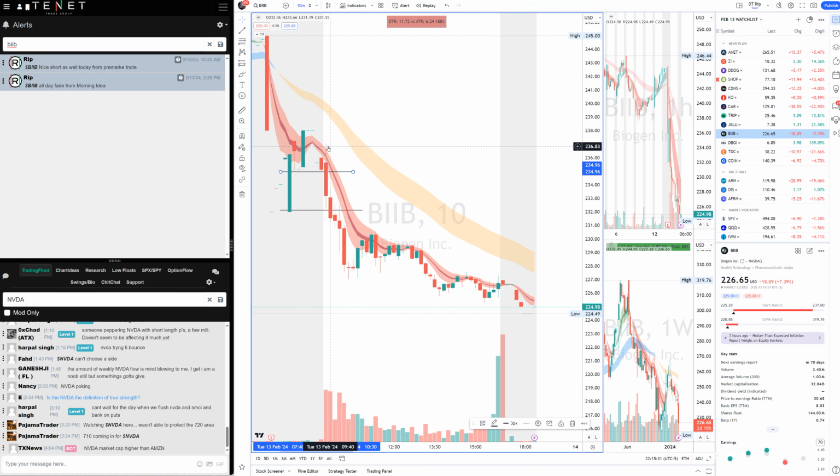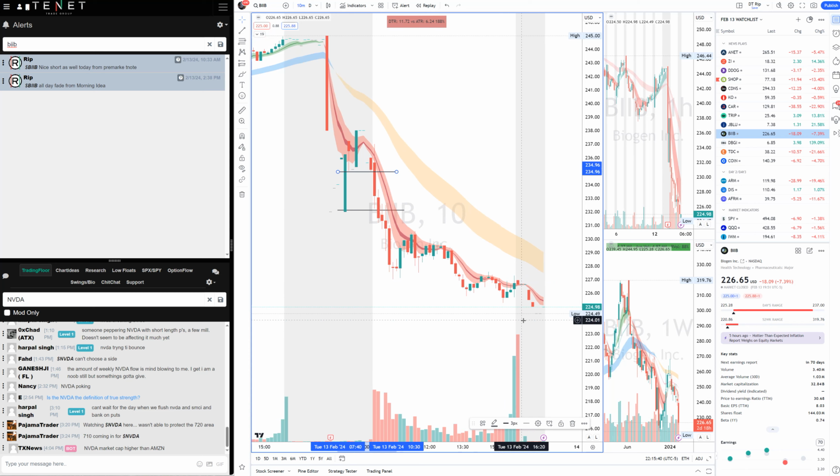You take a short with stops over the candle, and then you can take a short here or here, stops over the candle. The starter starts working, take first profits into 226, all day fade into 224. You can draw a downtrend line, and there it goes, right? Very easy morning idea winner there.